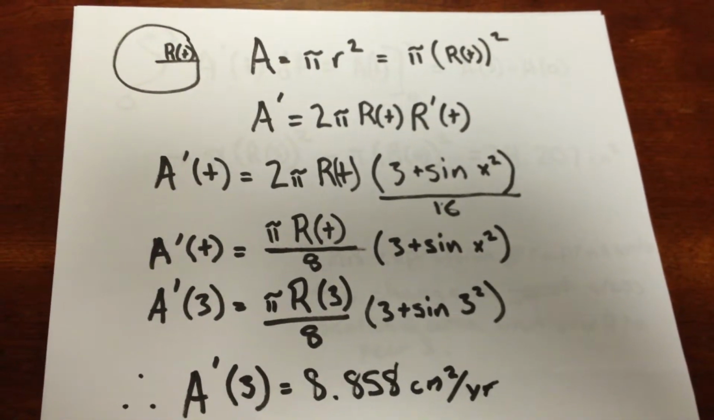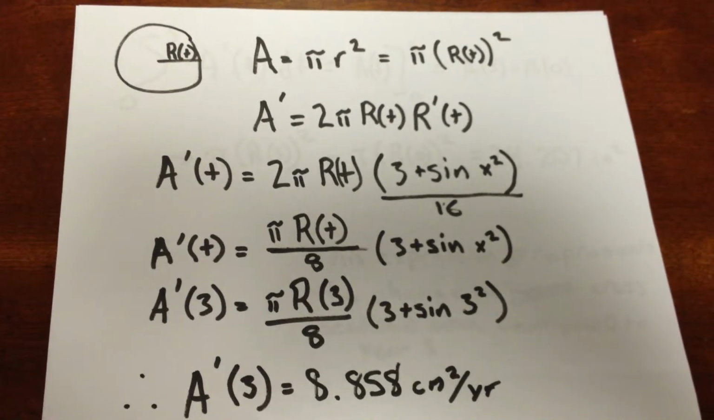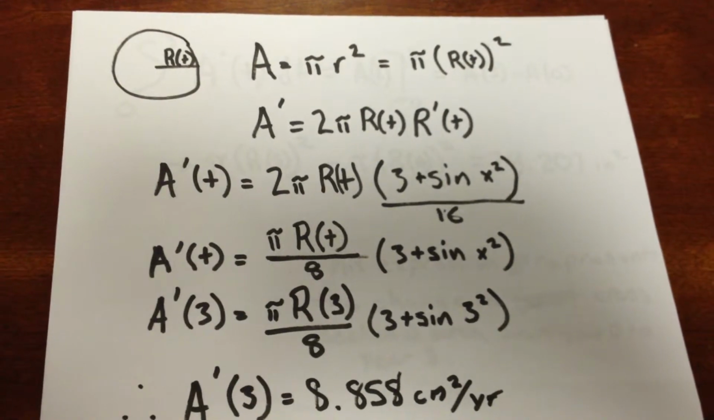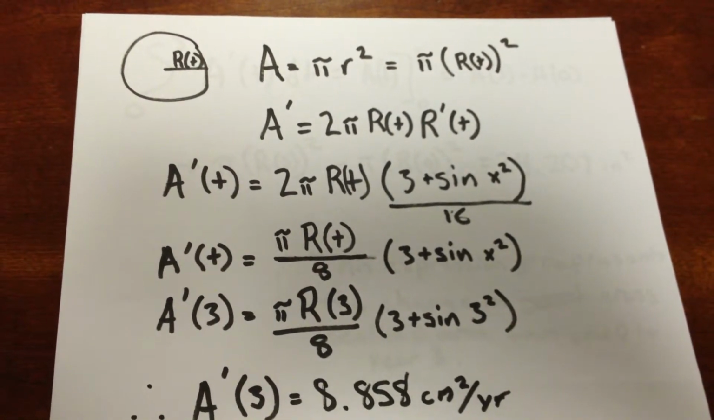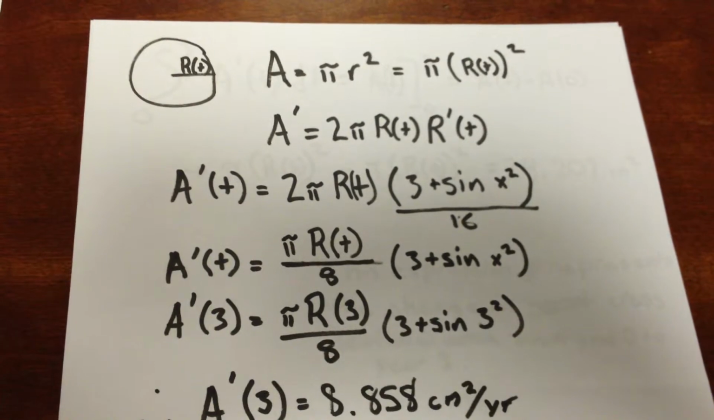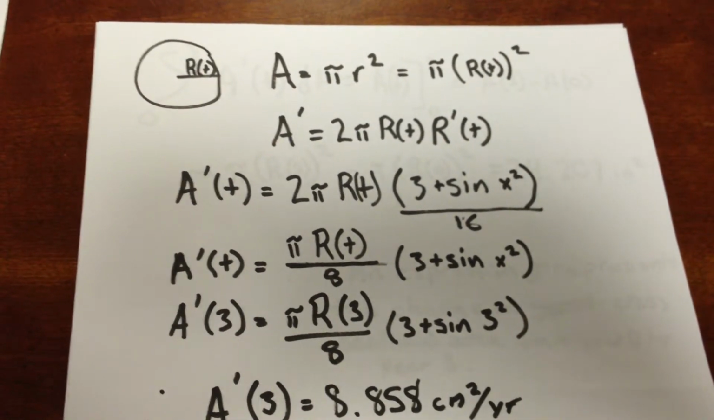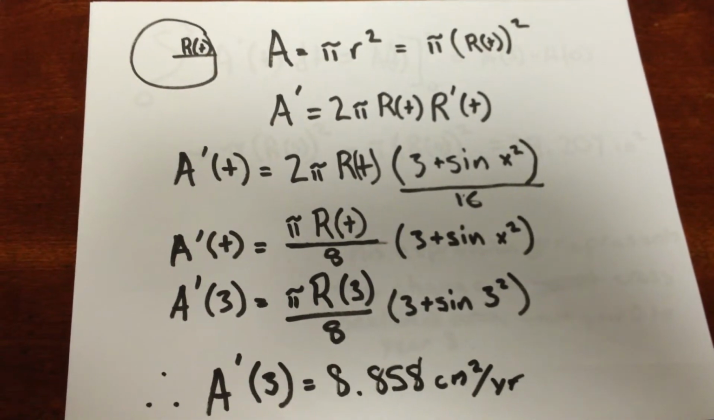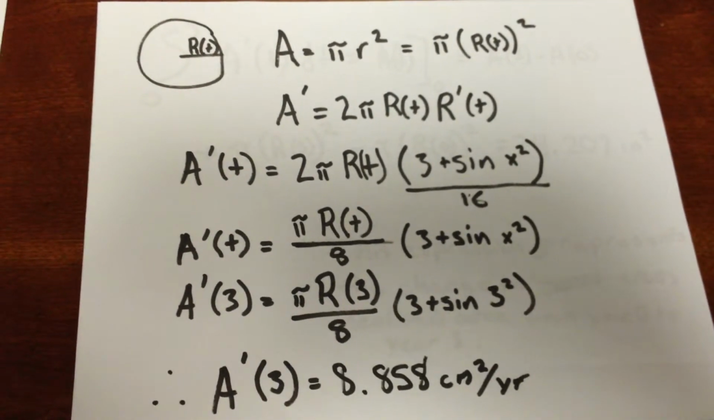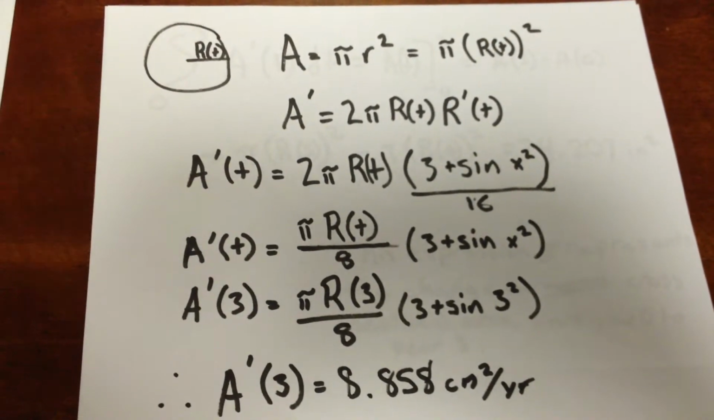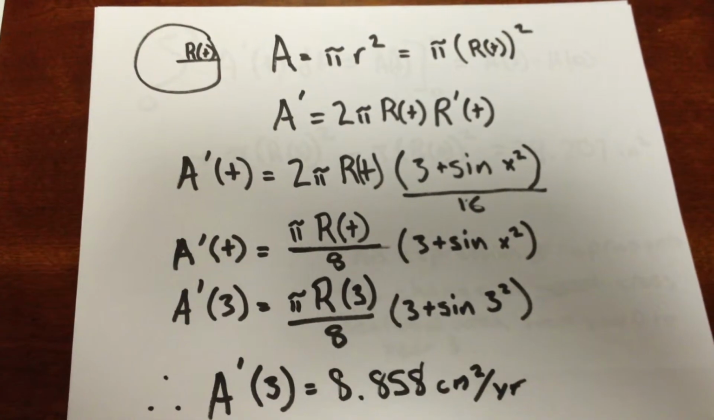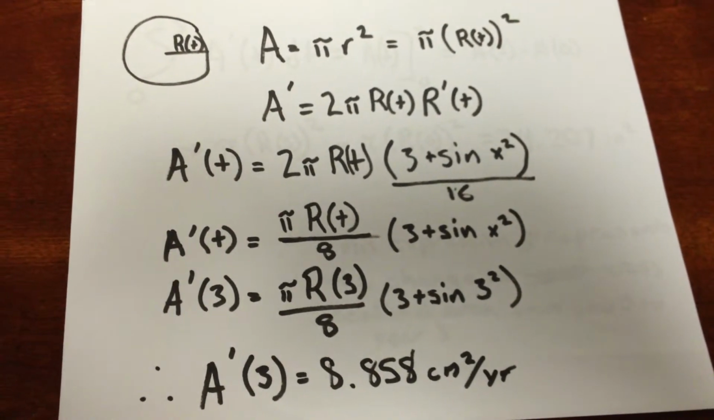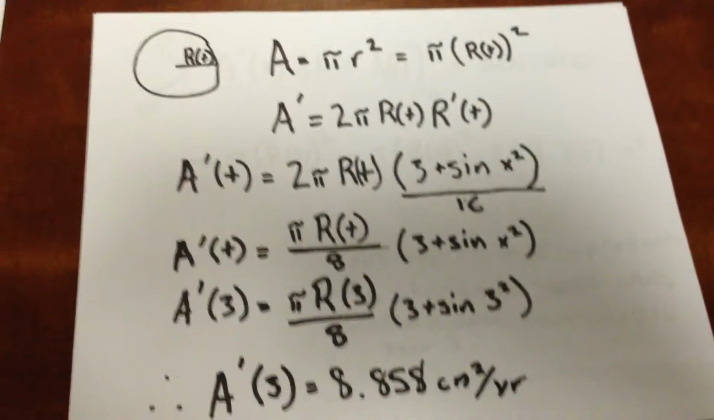We get A prime of t is equal to 2 pi r of t r prime of t. And since we know what r prime of t is, we can plug that in. So we have A prime of t is equal to 2 pi r of t times (3 + sin x)^2 over 16. From there we can simplify, and once we have that, we can plug in 3 for t, and we get A prime of 3 is equal to pi r of 3 over 8 times (3 + sin 3)^2. So from that we can find that the growth rate after 3 years is equal to 8.858 centimeters squared per year.